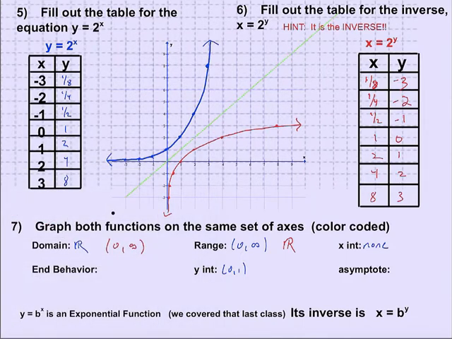Taking a look at the inverse function, x equals 2 to the y, that's flipped around. The x-intercept is (1, 0). Notice how that is the x and y from the y-intercept of y equals 2 to the x, flipped around. But there is no y-intercept on my red function because there was no x-intercept on my blue function.